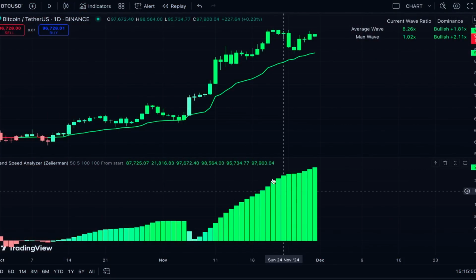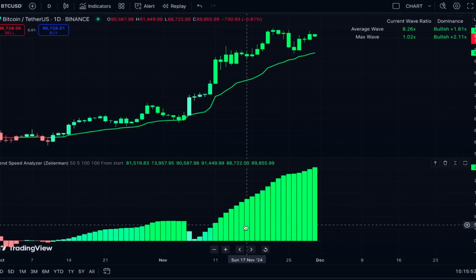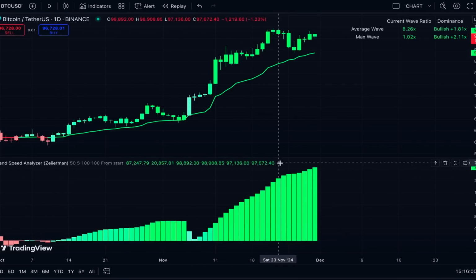Alright, getting back to our indicator, as I said, this histogram will help us with measuring momentum and strength of the market. It helps us to identify periods of acceleration or deceleration.